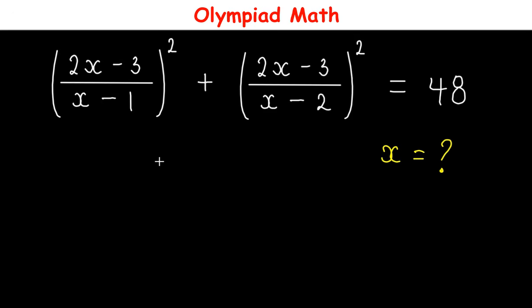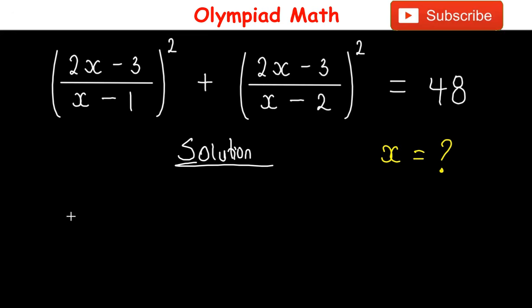Hello everyone, in this video let us solve this question. We have ((2x - 3)/(x - 1))^2 + ((2x - 3)/(x - 2))^2 = 48. And here, let us solve for the value of x. Let us solve this.